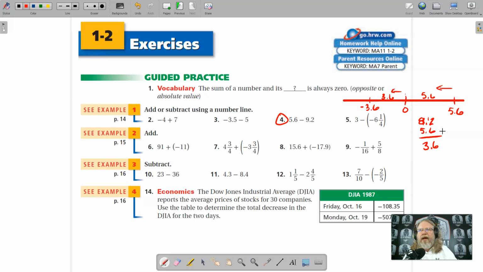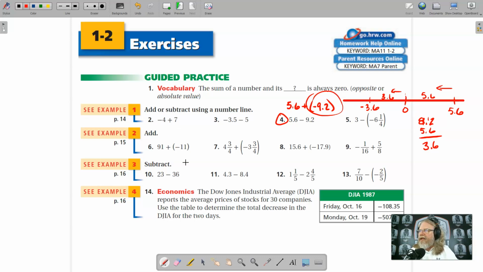Notice what I had to do. I had to subtract those differences. Because look, if we did this, take 5.6, change the sign to addition, take the opposite of positive 9.2, we get negative 9.2. And what do we do? We ended up subtracting them and then just putting the same sign on that matched the one with the greatest absolute value, which was negative 9.2. Sometimes it's easier to picture it on a number line.